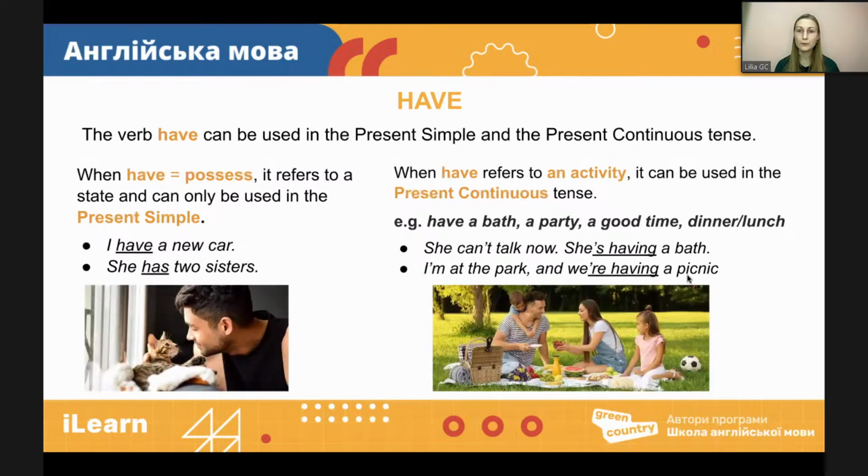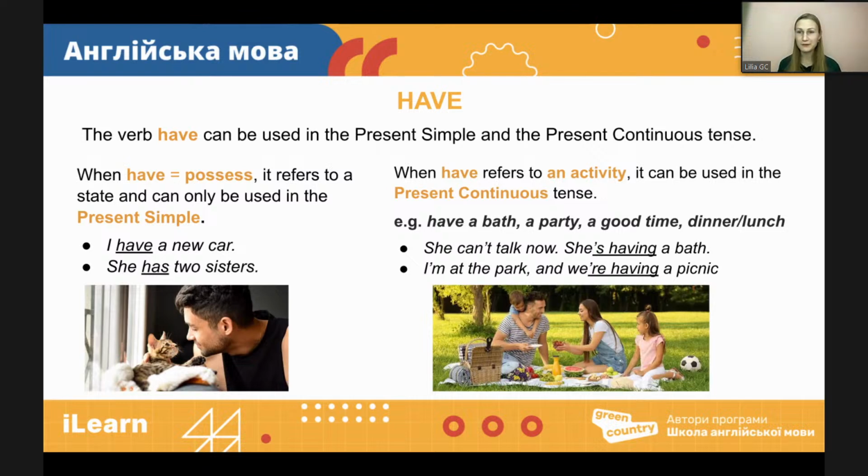And we continue. So now I would like to focus on the verb have, because it's a bit special. Tell me, please, can I say I'm having a cat? Yes or no? Of course not. What about I'm having a picnic? So, about picnic, actually, that's all right.